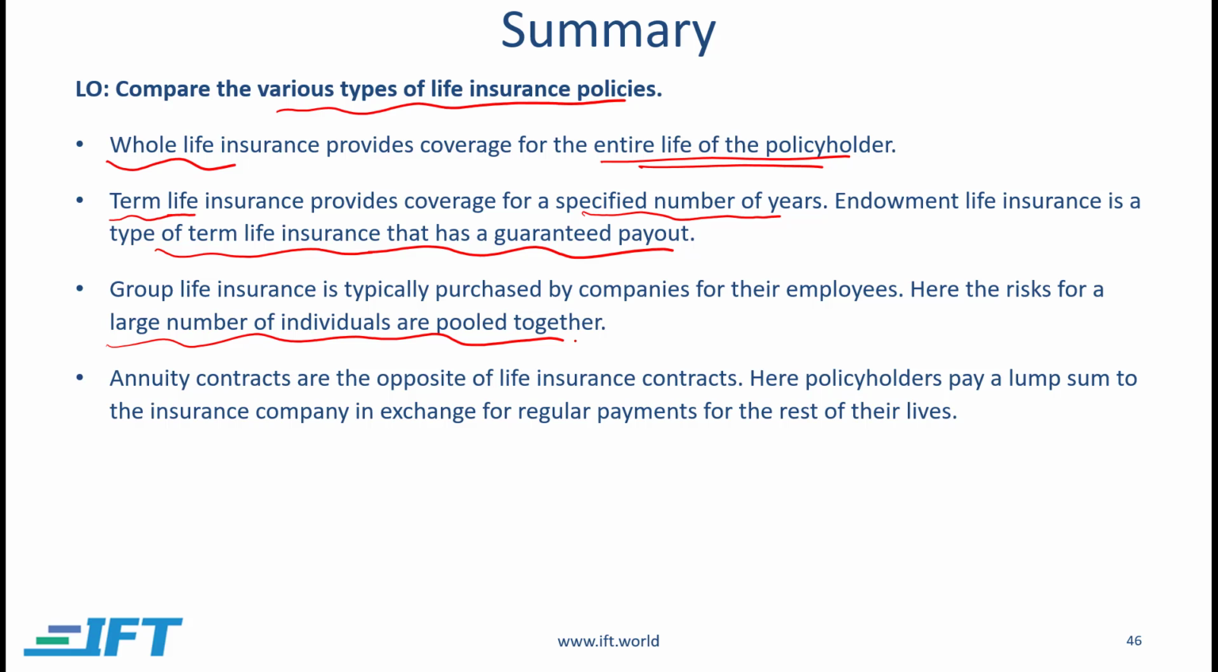Then you have the opposite of life insurance, which is annuity contracts. Here, instead of giving premiums and then getting a lump sum at the end, you give a lump sum in the beginning and then you get payments as long as you are alive. So you get regular payments for the rest of your life. These have two options: either it can start immediately or it can be a deferred annuity contract, which might start after a few years of you making the payment.